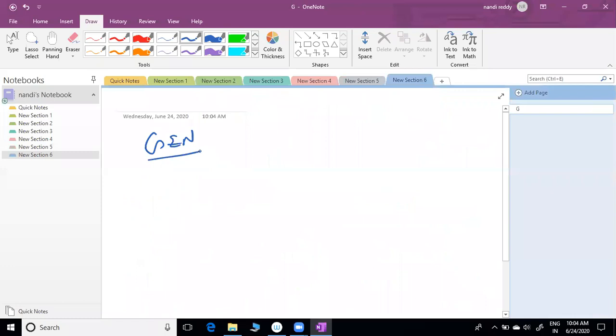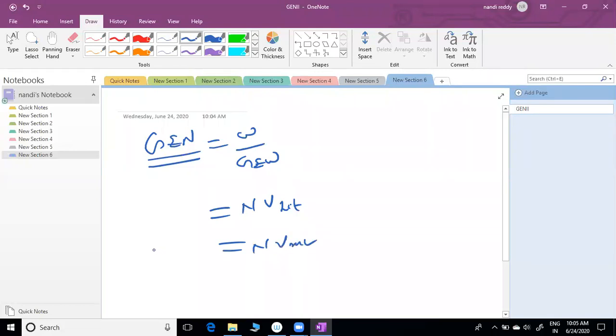Write 2 times. What are the gram equivalent number formulas? Write on paper. Weight by gram equivalent weight, or normality into volume. This volume should be in liters. So writing normality into ml, this is milli equivalents. Milli equivalents, you can write mgn or milli equivalents.